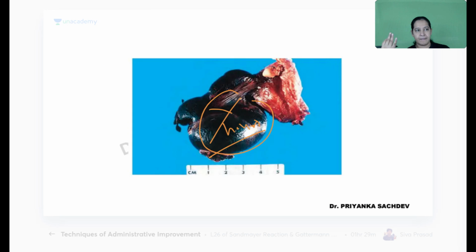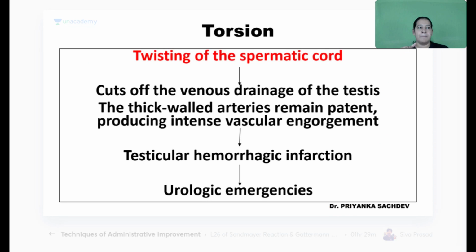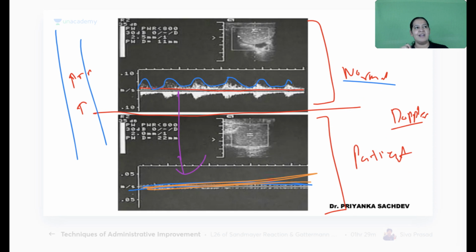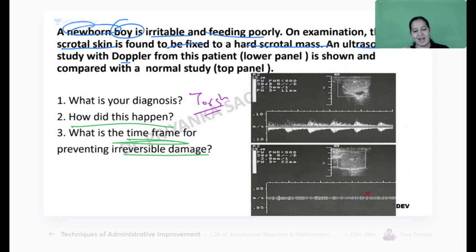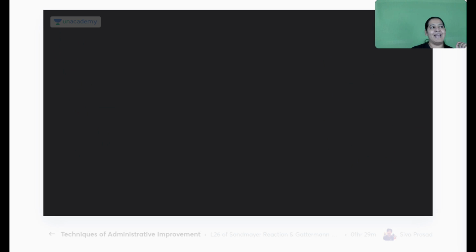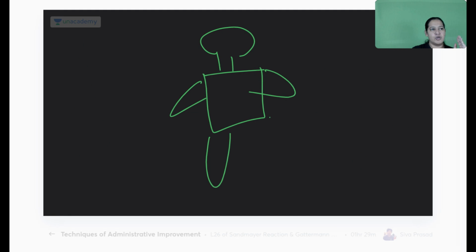One more thing. Such a patient is coming to you. It is not necessarily only in newborns, it can occur in adults also. An adult male is coming to you with severe pain in one of the testes. You are a doctor, and the male has severe unilateral pain in one testis. This is an adult in your OPD.